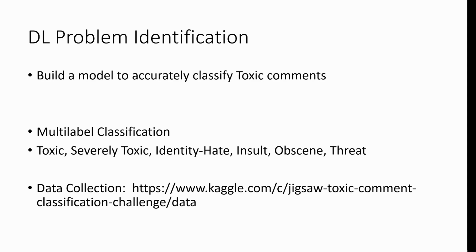Our first step in building a deep learning pipeline is problem identification. In this case, our problem is we want to build a model to accurately classify toxic comments. So this is a multi-label classification data set, and our labels are toxic and other types of toxic language like insults, obscenities, threats, identity hate.